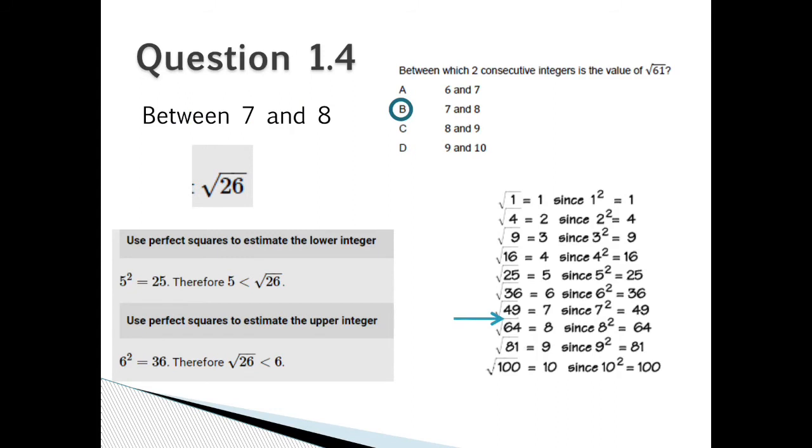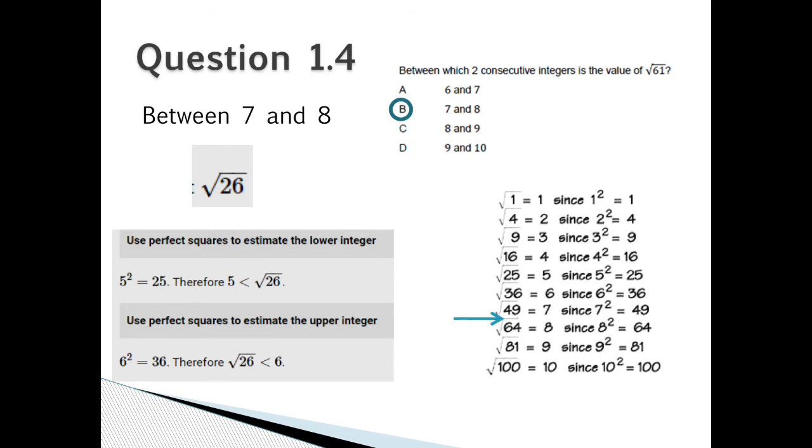So the square root of 1 is equal to 1. The square root of 4 is equal to 2. The square root of 9 is equal to 3. The square root of 16 is equal to 4. The square root of 25 is equal to 5. The square root of 36 is equal to 6. The square root of 49 is equal to 7. The square root of 64 is equal to 8. The square root of 81 is equal to 9. And the square root of 100 is equal to 10.